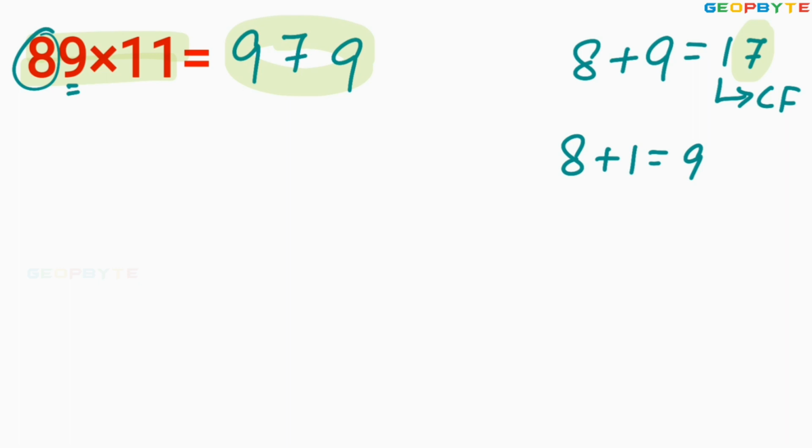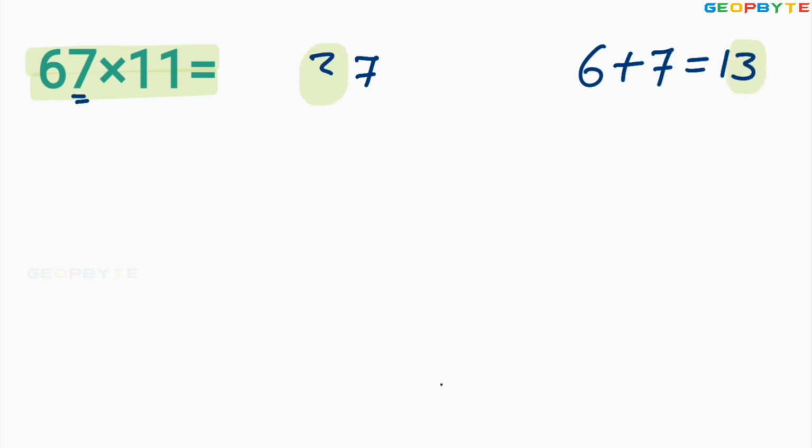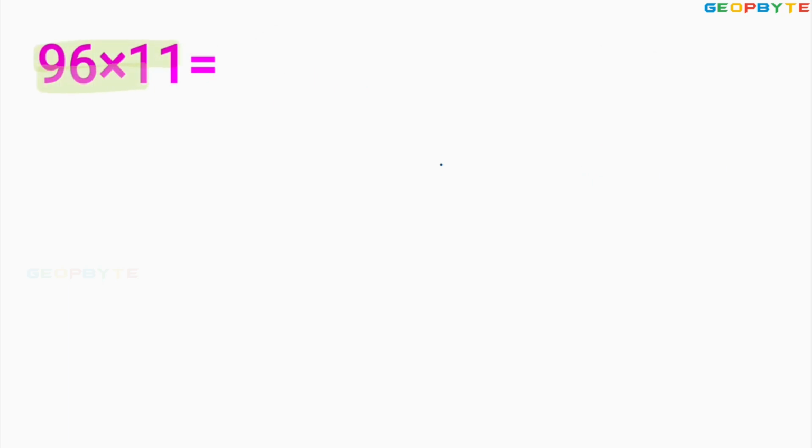You can also compare with your calculator. See, we are getting the complete answer within 3 seconds. Look at the next one. 67 into 11. First you write this 7 here. Add 6 and 7, 13. You write this 3 here as a second digit. This 1 is coming under carry forward. Then 6 plus carry forward 1 equal to 7. 737 will be your answer.